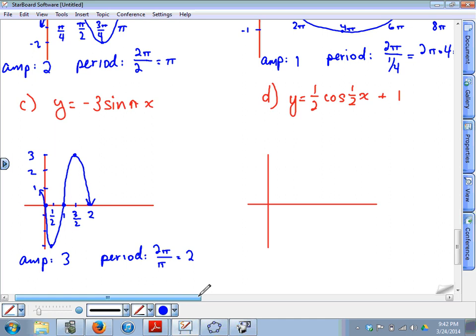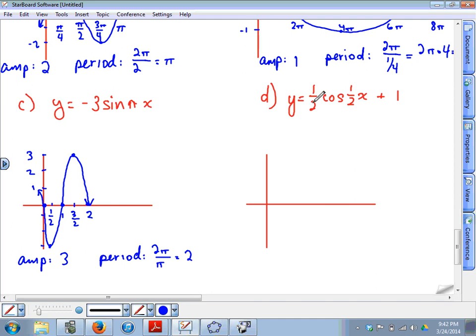Alright, part D is a little more challenging. There's a lot happening here. We have an amplitude change, we have a period change, and the graph is also moving up one entire unit. So I'm going to focus on this one first. Because there's a static transformation happening here, I would recommend that you shift the whole origin. So I'm going to move up 1 unit and draw a new axis system where the origin is that shifted point, 0, 1.